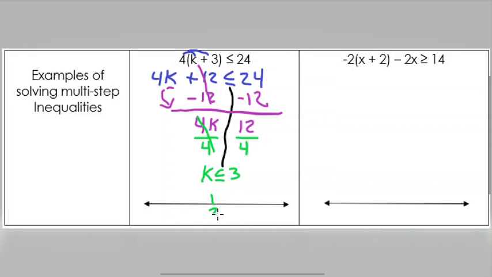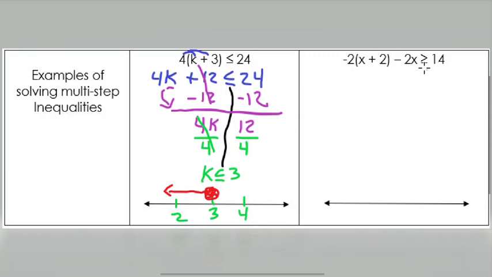So I can put that on my number line. 3, I'll put a number that's bigger, a number that's smaller, and it says k is less than or equal to, so I'm going to put a circle on 3, and it's equal to, so I can fill it in. And since it's less than, I point to the numbers that are smaller than 3. So this is my graph number line for my final answer.